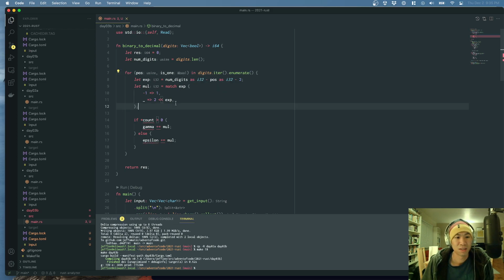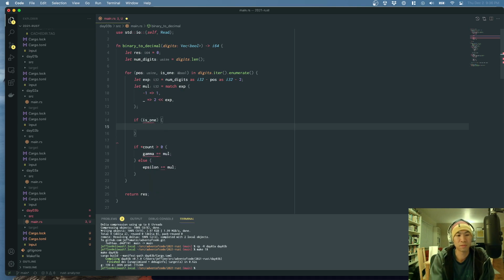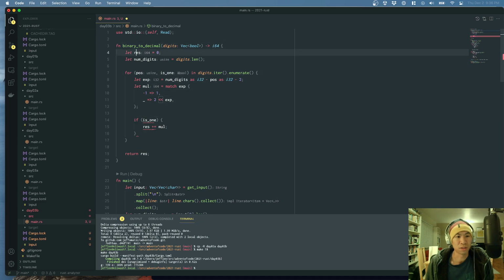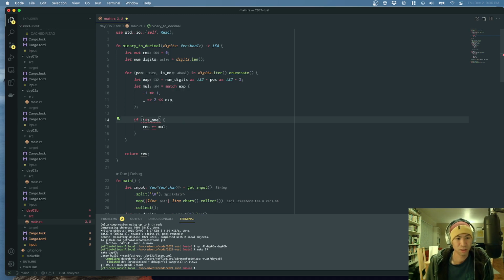Digits. And then this math doesn't make any sense anymore. Let's see. Oh, it does. So what we're doing here is if is 1, then the result plus equals the multiplier. And the result needs to be mutable, of course. And I think we need to dereference this. Is that right?